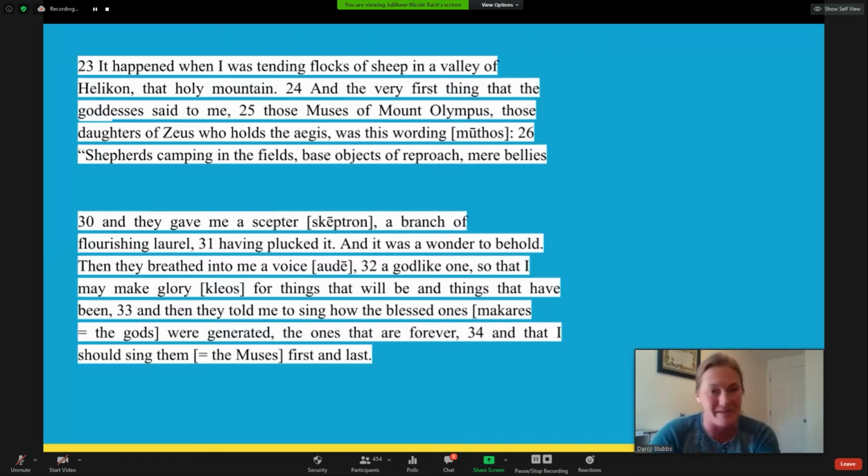So here we see a couple of interesting things. First of all, he's talking about the laurel branch. Whenever you see a reference to a laurel tree, it's usually in reference to the god Apollo. And Apollo was kind of the god of reason and rationality, and often the Muses went hand in hand with the god Apollo. So that's something that we're seeing right here.